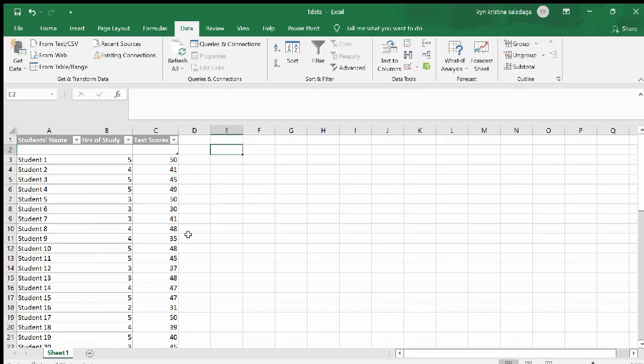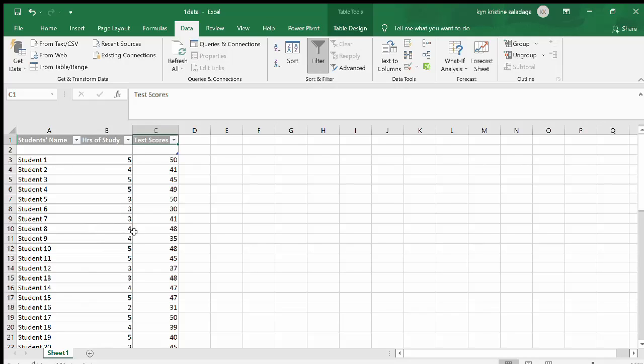We have here a data of a class with the hours they study and the scores they have in the test. We are going to find out whether there is a relationship between the number of hours the students study and the scores they have in their test.